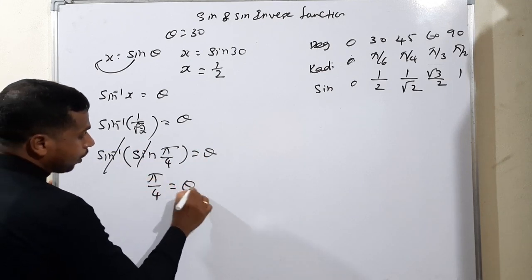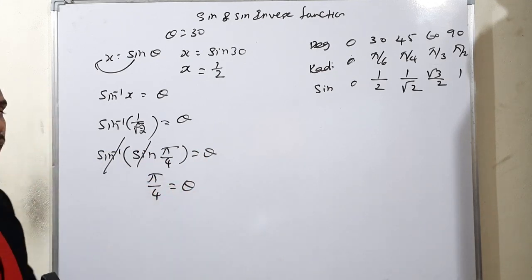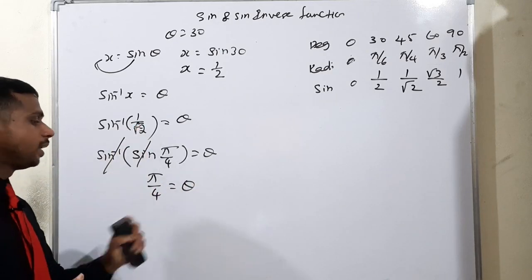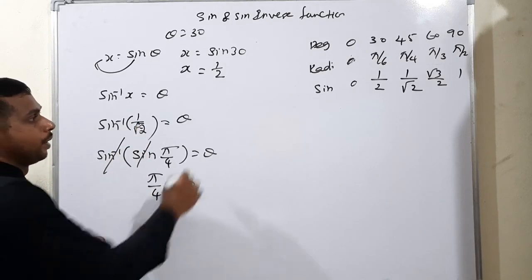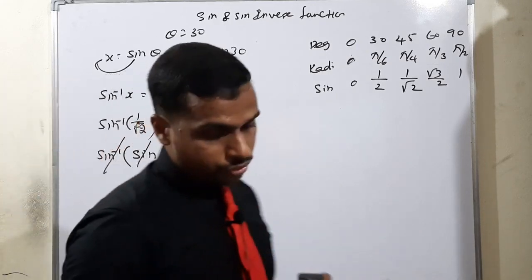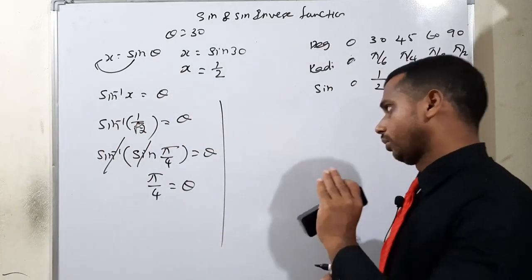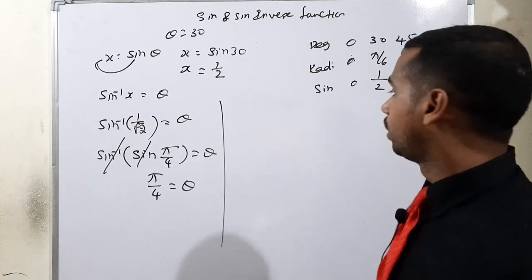Therefore, the inverse trigonometric function: theta is equal to sine inverse of 1 by root 2, which means pi by 4. This is an inverse trigonometric function. Most of the students make one mistake. What is the mistake?